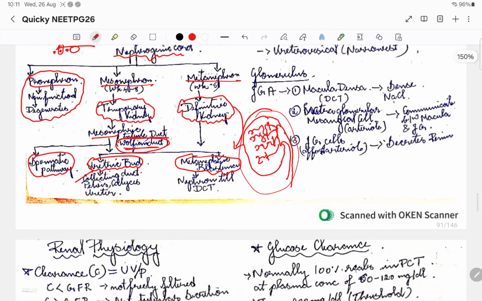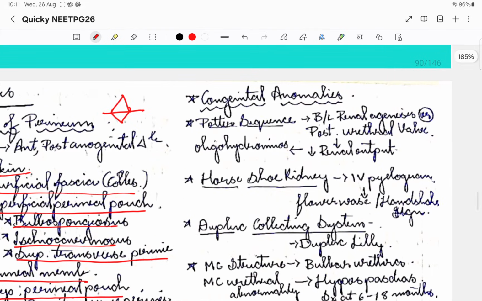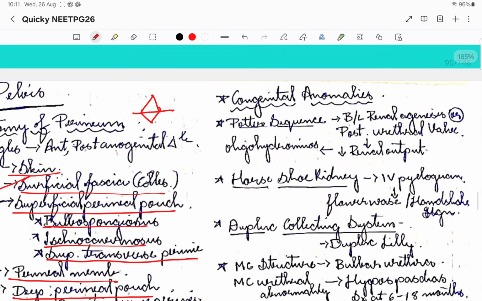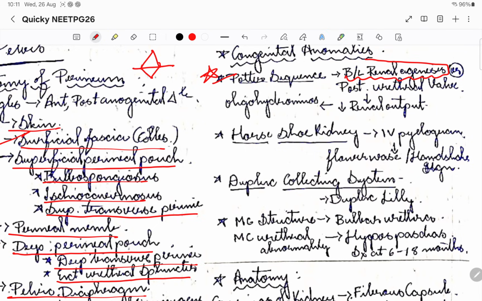Okay, so that's it. Then coming to some of the pathologies, or the congenital anomalies, with respect to nephron development, one is Potter's sequence. Please remember this Potter's sequence. Go see an image of a Potter's sequence baby. Here what happens is there is bilateral agenesis of renal tissue. So there is no kidney at all.